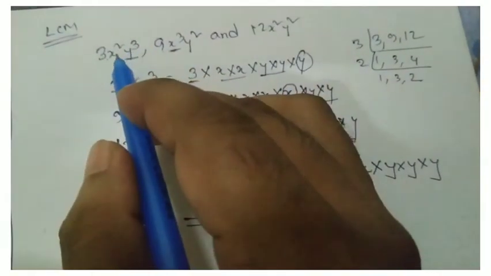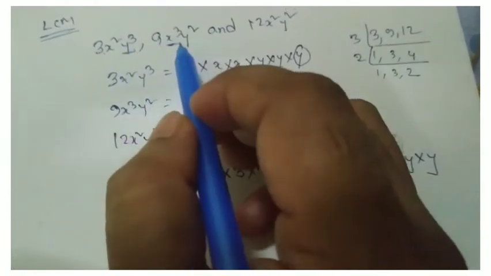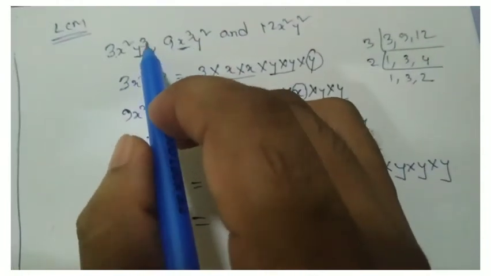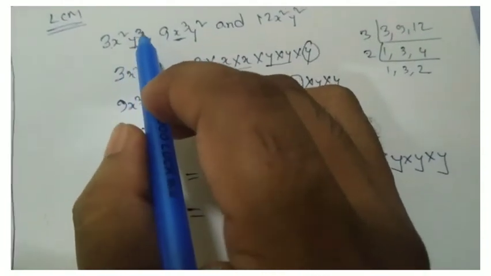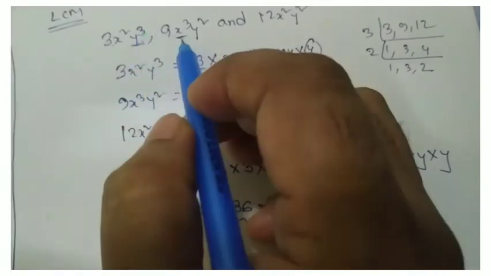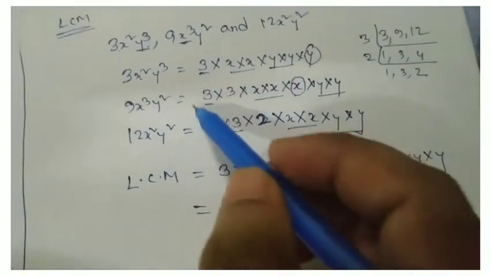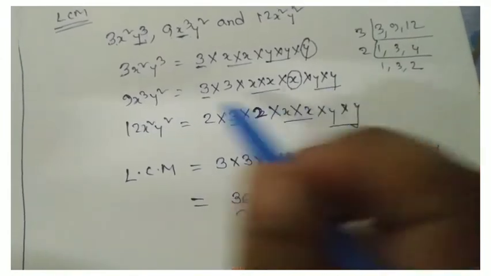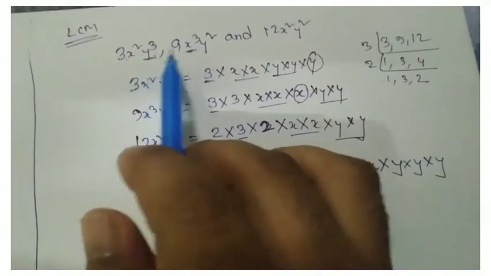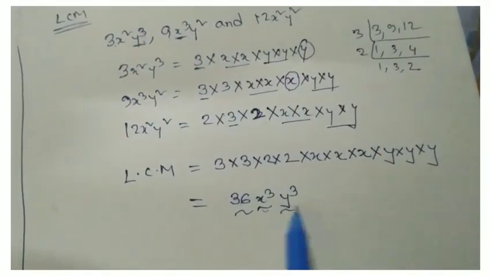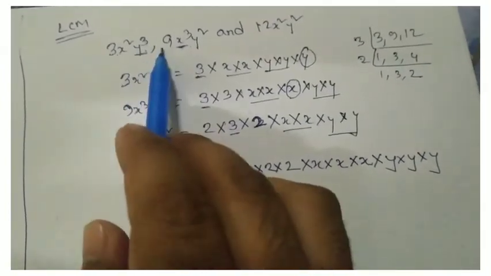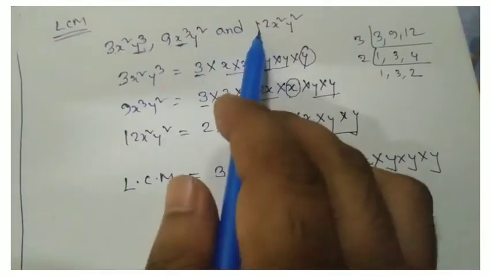For alphabets or for variables we just need to take the variables with the highest power, okay, y cube, x cube, y cube, x cube. So you don't even need to break this down, you just take out the variables with the highest power, put it down, and just find out the LCM of the numbers 3, 9 and 12.